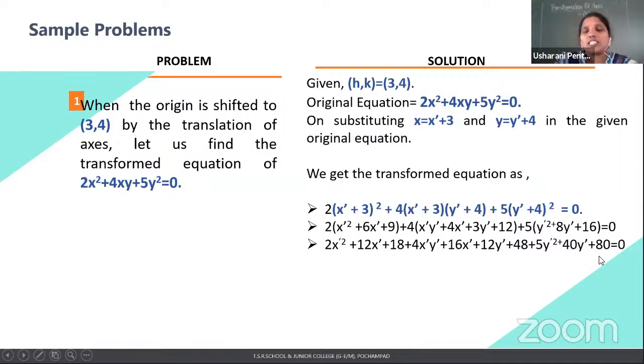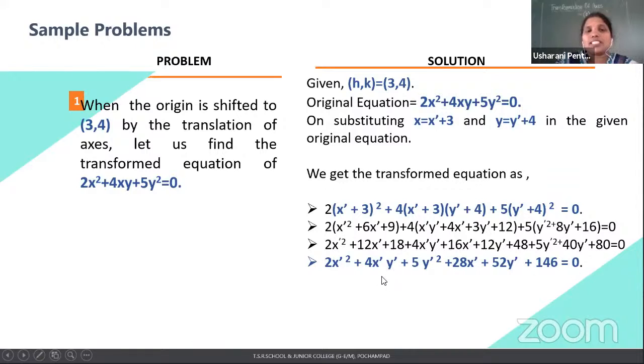5 times 16 is 80. Now we are just arranging it. So 2x dash square plus 4x dash y dash plus 5y dash square, and we are adding x dash terms. Here we have 12x dash plus 16x dash is equal to how much? 28x dash. And in a similar way, we have 12y dash plus 40y dash is equal to 52y dash. Plus, adding all the constants, we'll get how much? 18 plus 48 plus 80 gives us 146.